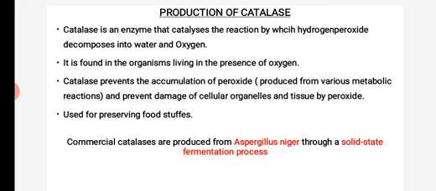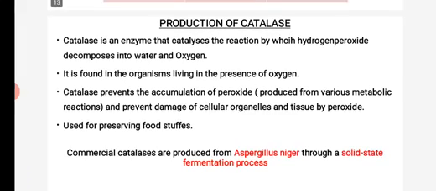In the production of catalase, the catalase is generally produced from the fungus known as Aspergillus niger by the technique known as solid state fermentation process. We have already discussed solid state fermentation. So you should write the solid state fermentation, the production of catalase by using Aspergillus niger.